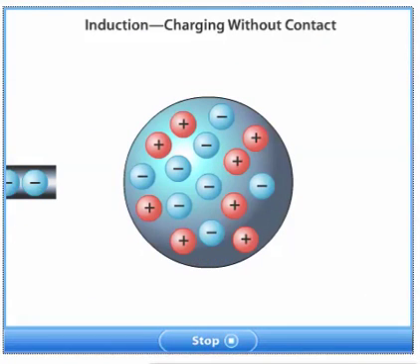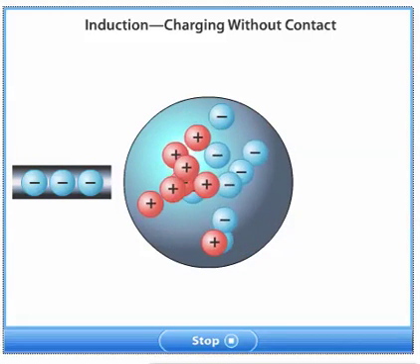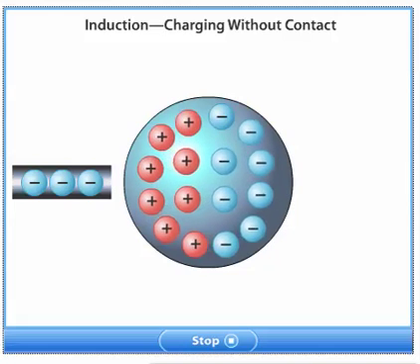Under certain circumstances, an object can become electrically charged without ever touching another electrically charged object. The process is called charging by induction. Induction occurs when a charged object, such as a rubber rod, is brought close to a neutral object, such as a metal sphere. Because charges can move easily in the metal, the negatively charged rod will repel the electrons in the sphere until the side near the rod is positively charged and the opposite side is negatively charged.